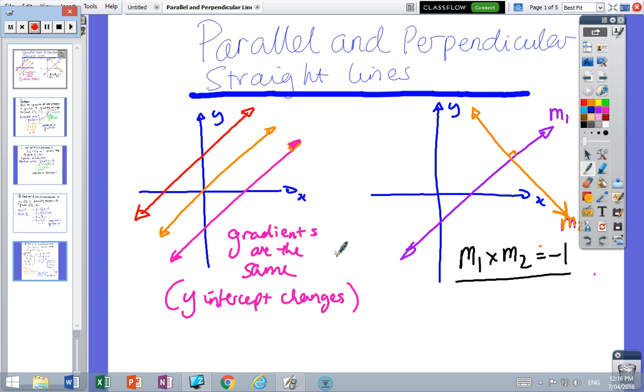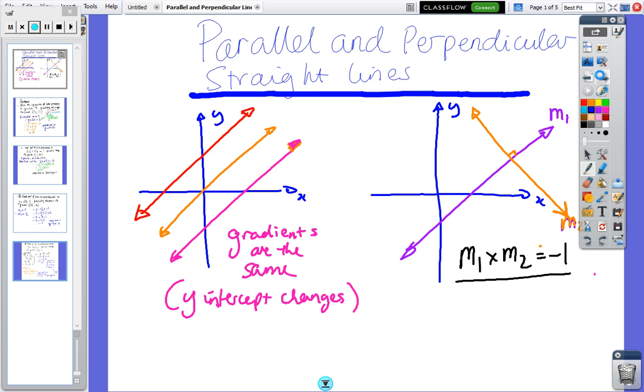And with perpendicular gradients, the relationship between the two gradients is that when you multiply the two gradients, m1 and m2, you get the product of -1. So copy that down, and when you're ready, come to the next slide.